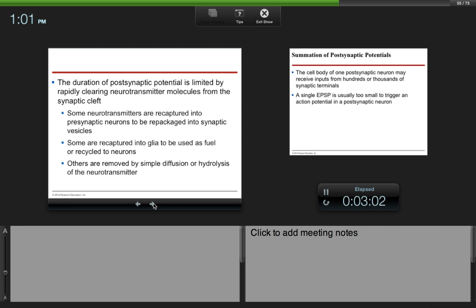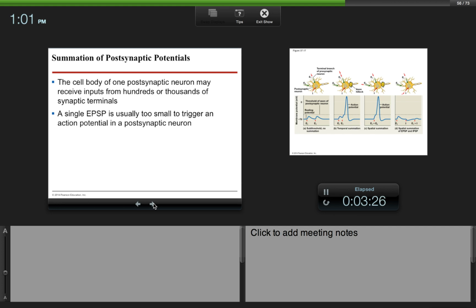The duration of postsynaptic potential is limited by rapidly clearing neurotransmitter molecules from the synaptic cleft. Some neurotransmitters are recaptured into presynaptic neurons to be repackaged into synaptic vesicles. Some are recaptured into glia to be used as fuel or recycled to neurons. Others are removed by simple diffusion or hydrolysis of the neurotransmitter. The cell body of one postsynaptic neuron may receive inputs from hundreds or thousands of synaptic terminals. A single EPSP, that's the excitatory one, is usually too small to trigger an action potential in a postsynaptic neuron.